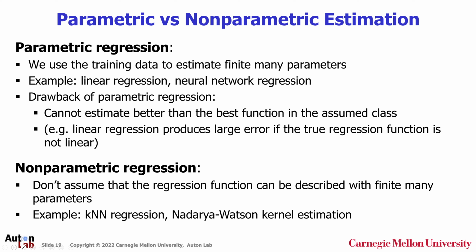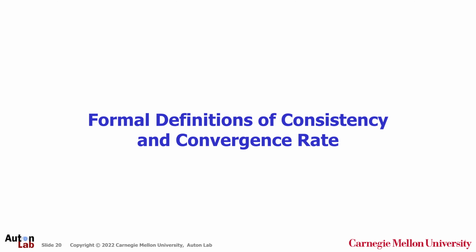Non-parametric regression methods, however, don't assume that the regression function that we want to approximate can be specified by finitely many parameters. Some examples in this group are k-nearest neighbor-based regression methods or the Nadaraya-Watson smoothing kernel method. In what follows, we will formally define the consistency and convergence rates of regression methods.